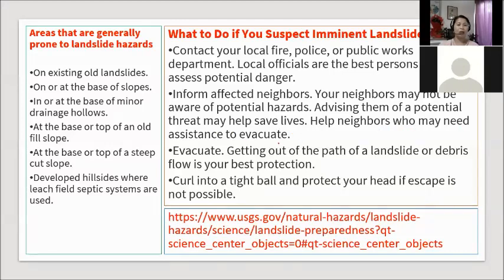So, able kayo nito, no? Pwede kayo makatulong para lilipat yung affected neighbor. And then next, evacuate. Getting out of the path of a landslide or debris flow is your best protection. And curl into a tight ball and protect your head if escape is not possible. Kung nasa situation ka na nandoon yung landslide, then all you have to do is to curl into a tight ball. That is to protect your head. So yan ang gagawin if you suspect imminent landslide danger.